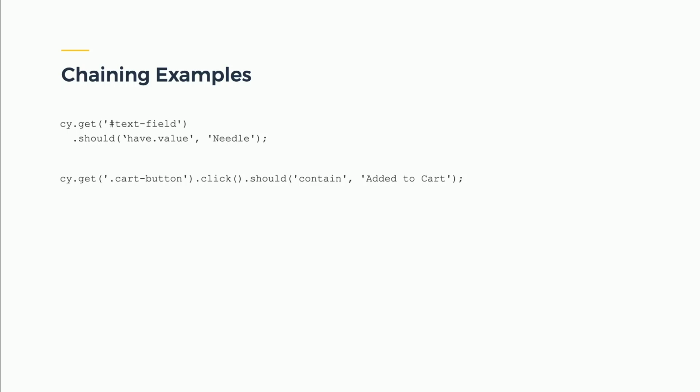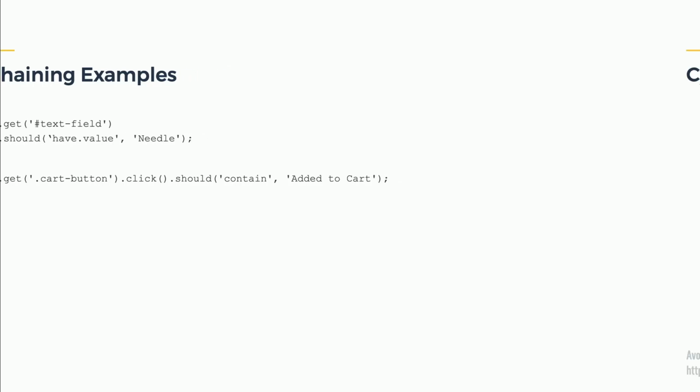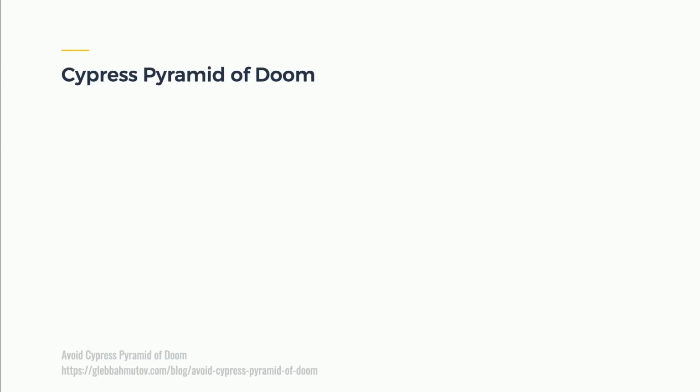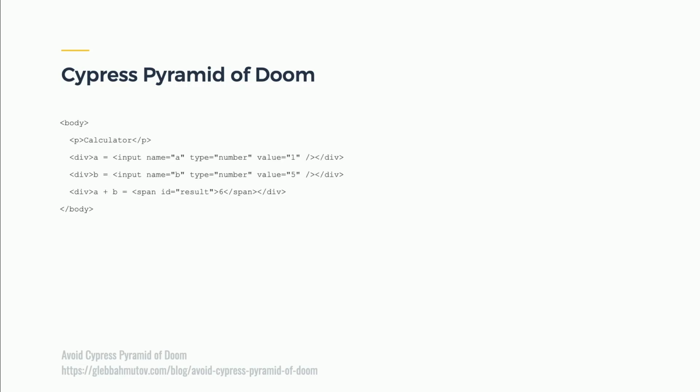The second one is a little bit more involved. I want to get the cart button, and then I want to click on it, and then there's going to be a result from that, and with that result, I can execute an assertion, which in this case is, does it contain added to cart. But then what that does is it can lead to what's affectionately called the Cypress pyramid of doom.